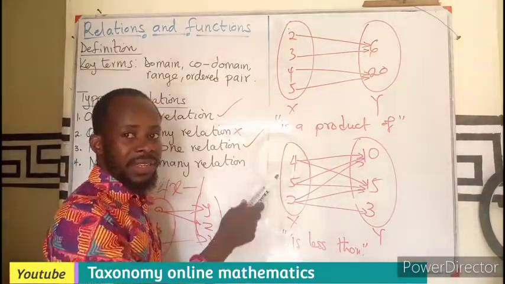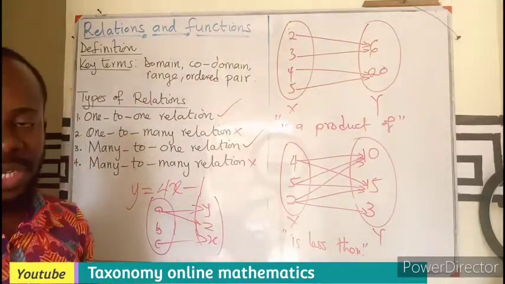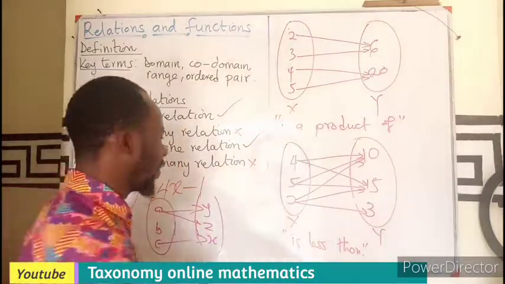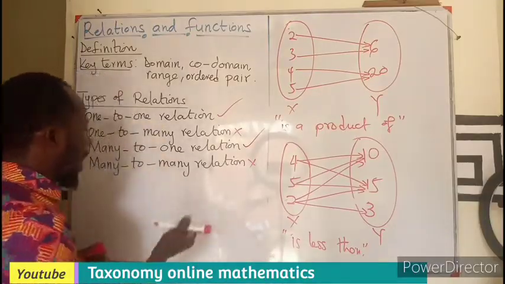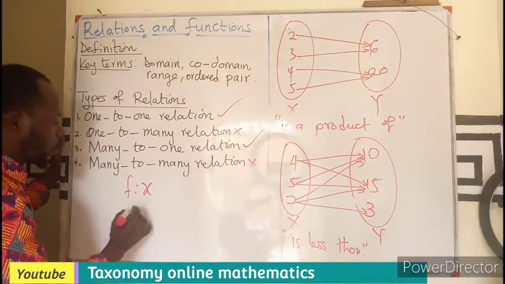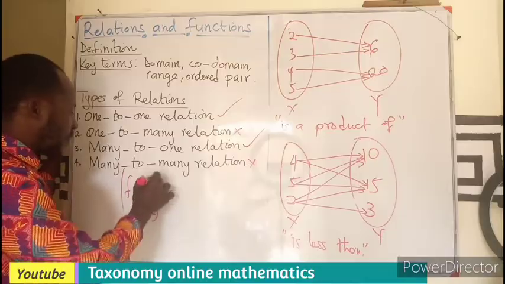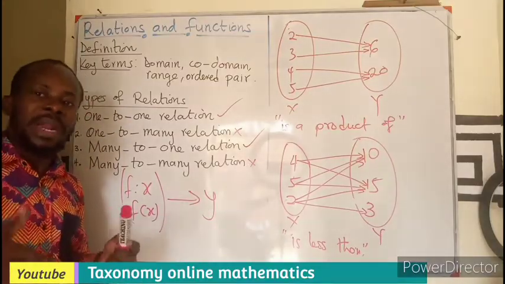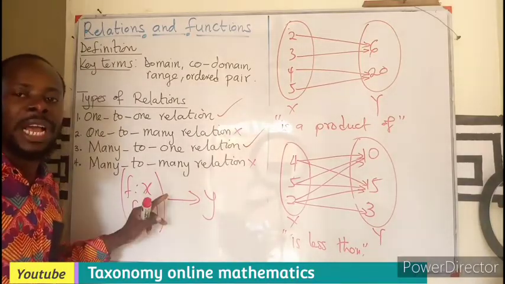So among the 4 types of relations, 2 of them are functions, and normally we represent a function in this form, or we can also use f of x, as we can see in this way, where our f of x is our dependent variable, depending on the value of x.